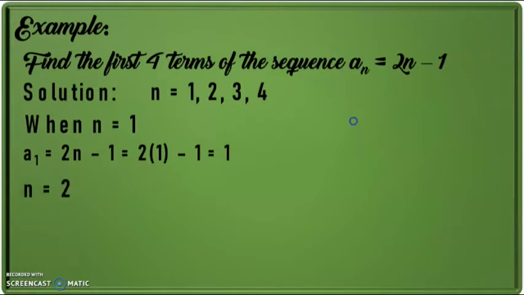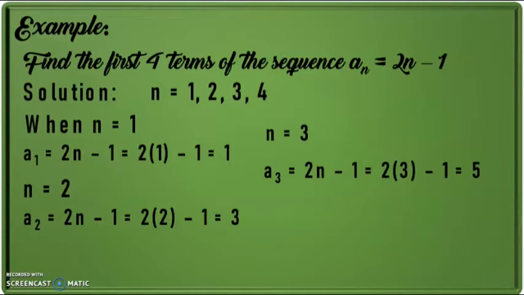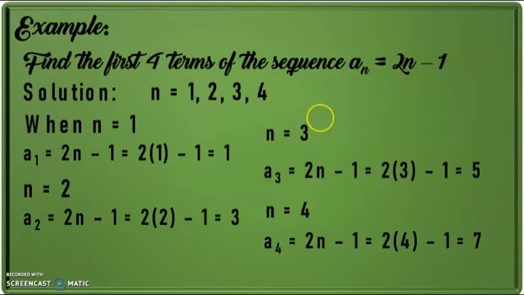And when n is equal to 2, that is 2 times 2 minus 1 equals 3. For n equals 3, 2 times 3 minus 1 equals 5. And when n is equal to 4, that is 2 times 4 minus 1 equals 7. So therefore, the first 4 terms of the given sequence are 1, 3, 5, 7.